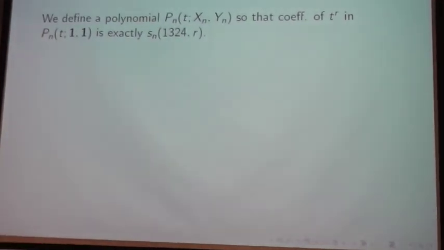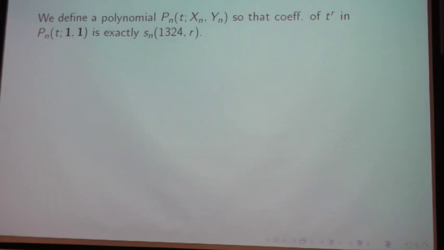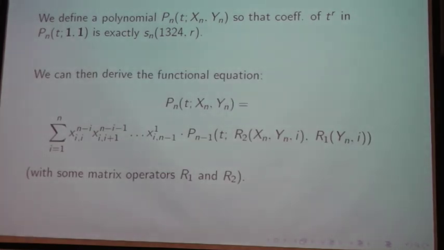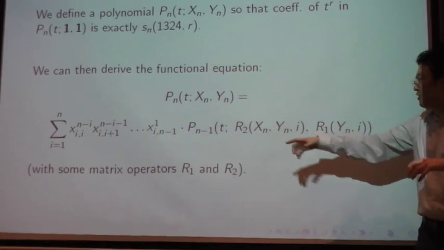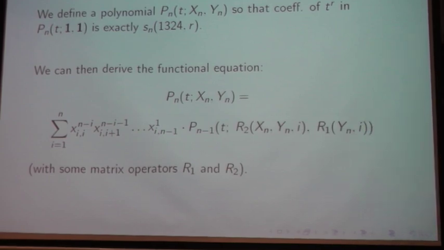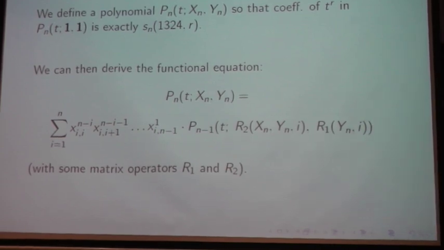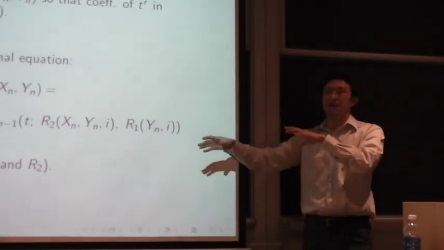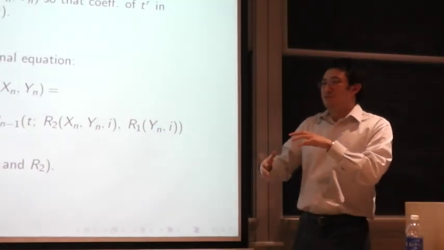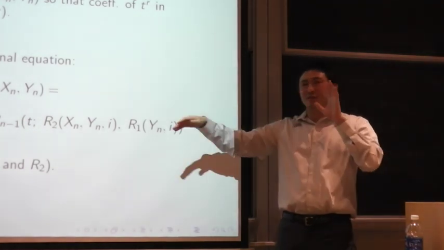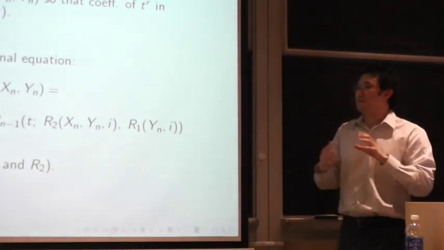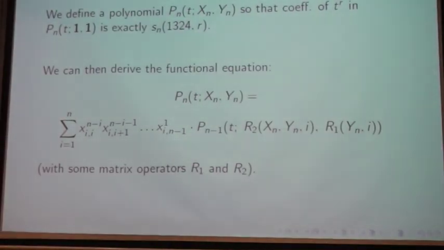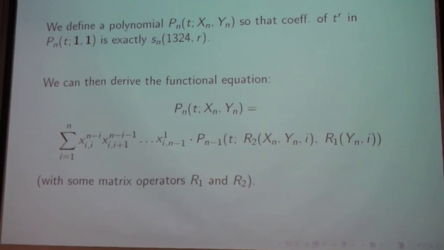With the right choice of the weight function, you can derive a functional equation that looks like this. Here, R1, R2 are some matrix operators. Basically, they take n by n matrices and spit out n minus 1 by n minus 1 matrices. It's some matrix operator with row deletions, adding together columns and scaling some columns. But you can get this sort of functional equation.